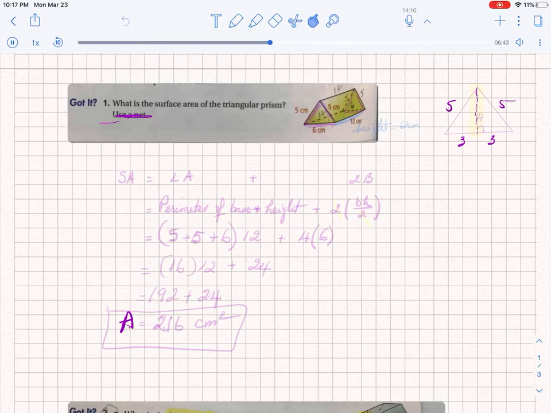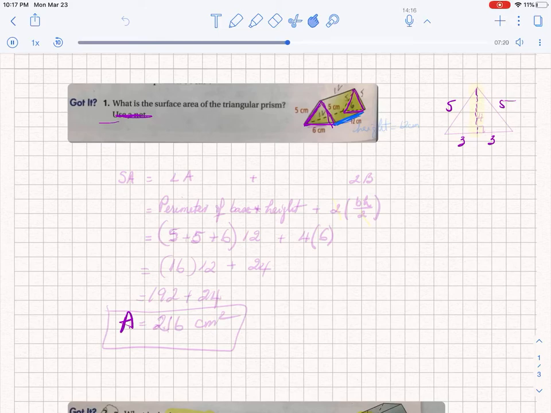The bases need to be parallel to each other. Oh, this is a mess. Let me fix that. So they need to be parallel to each other. This one right here is going to be one of my bases, meaning the back of it is going to be my other base. If those are my two bases, the height is more likely to be the one that connects the two.